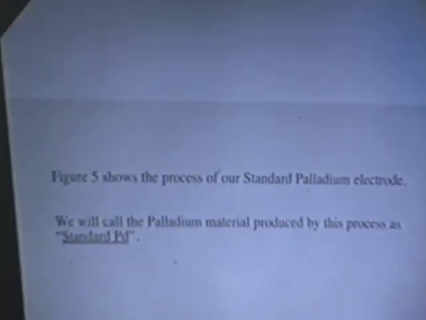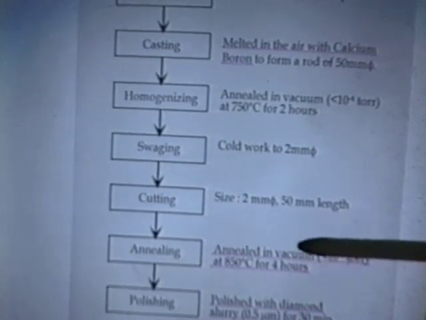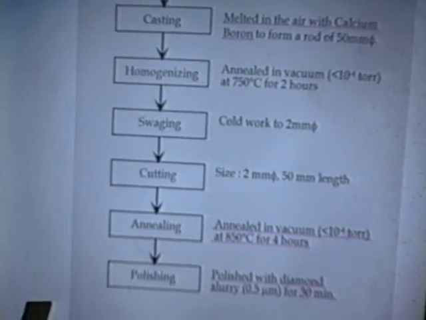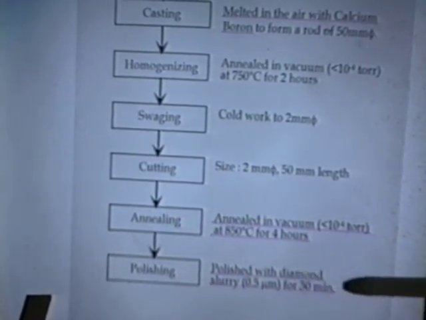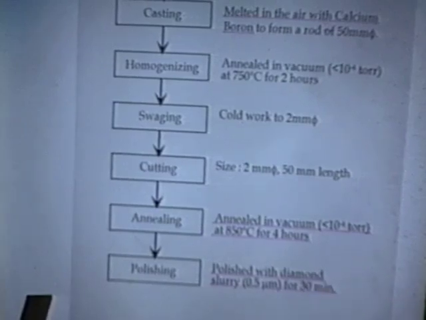This shows the process. At the first step, raw palladium, of which purity is 3N5 up, was cast in the air using calcium boride to remove oxygen. Next, annealed to remove the stress. Next, carried out cold working. Next, cast into this size and annealed in vacuum at this condition. Finally, polish the surface by diamond slurry for 30 minutes. From now on, I call this palladium as standard palladium. Compared with the standard palladium, the effect of different processes will be discussed.